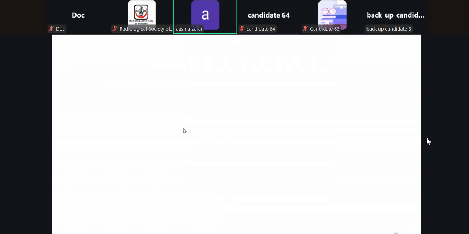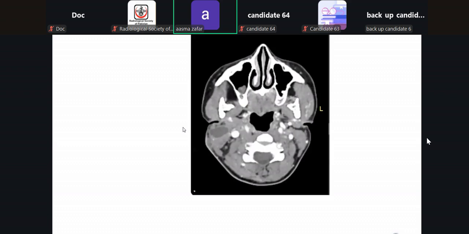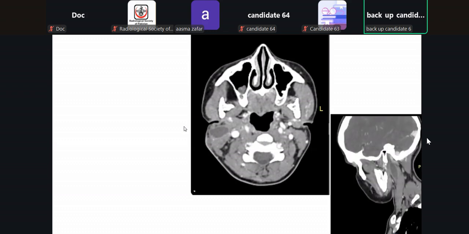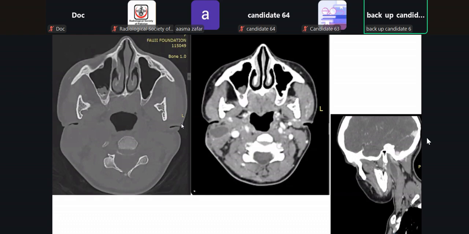Okay. There is a history of fever. Okay, this is the spot image of a contrast enhanced CT at the level of the maxillary sinuses. Here I can appreciate a well-defined hypodense lesion noted on the right side lateral to the carotid vessels. This lesion is showing peripheral ring enhancement, and similarly on the sagittal image, there is demonstration of this finding.